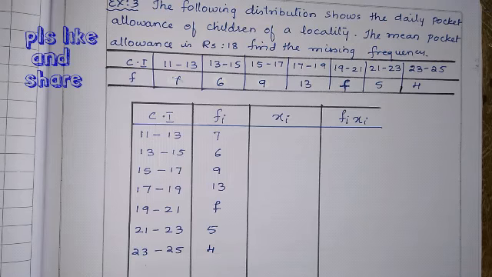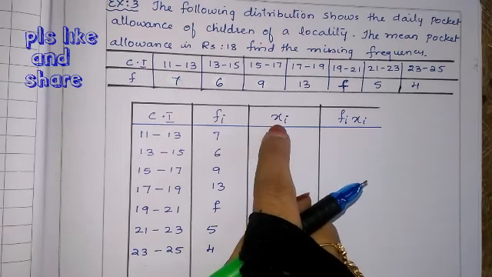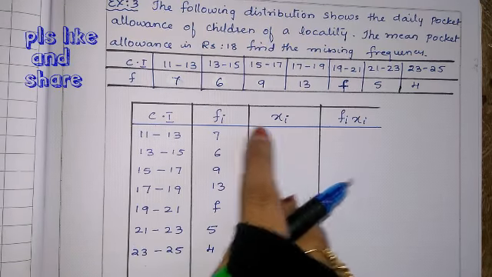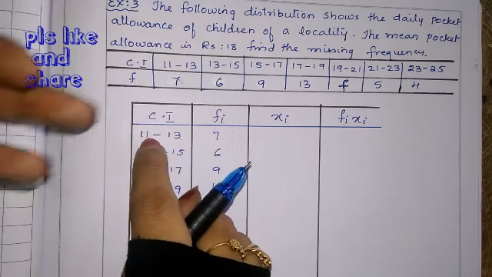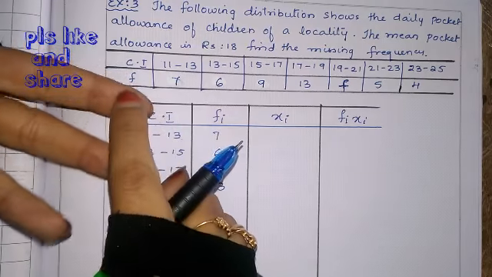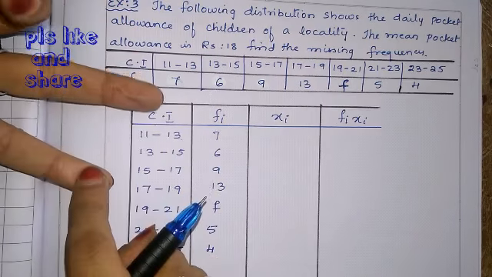The next step we have to do is find the xi. Xi is nothing but the middle number. The middle number of 11 to 13 is, so 11, here we can easily find: 11, 12, 13.